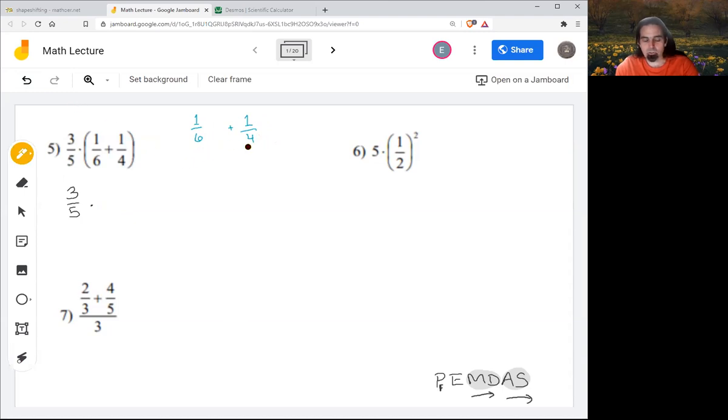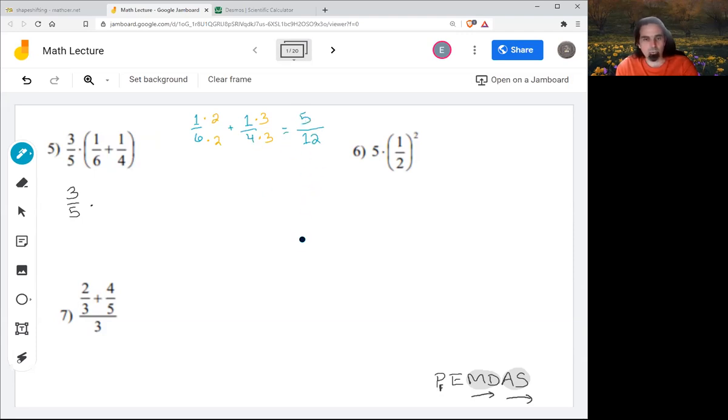Okay, what can 6 and 4 turn into? That's small and the same. 12. Well, so a times 2 and a times 3. If I do it to the bottom, I have to be fair and do it to the top. And I wind up with some 12ths. How many? 2 of them plus 3 of them is 5 of them.